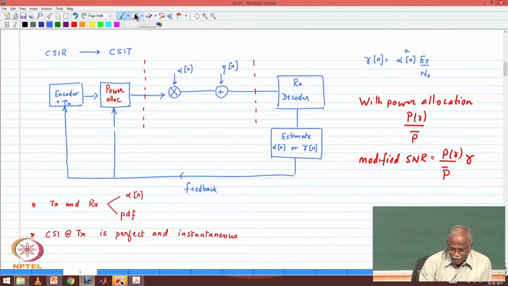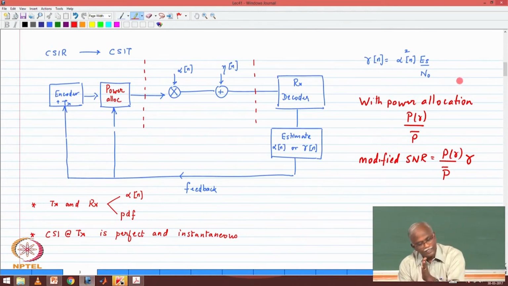Notice that we now have the ability to do power allocation. Previously the SNR depended on the average SNR, which is the SNR that you would see in an AWGN channel, modified by the fading coefficient. But now you don't have to live with that SNR, you can modify it, and the modification is through the power allocation P(gamma) over P bar.